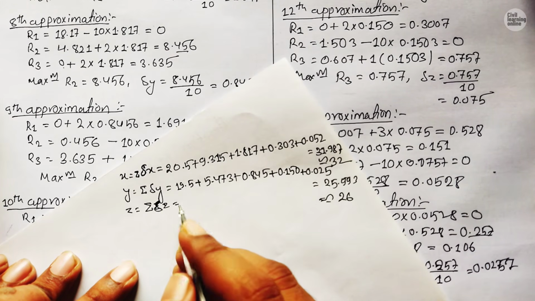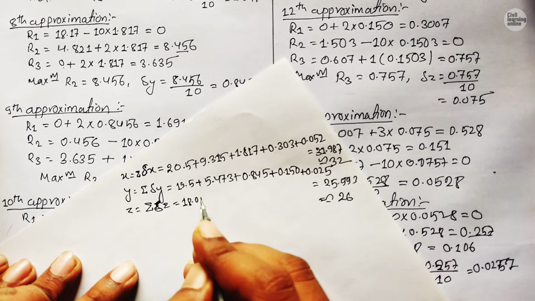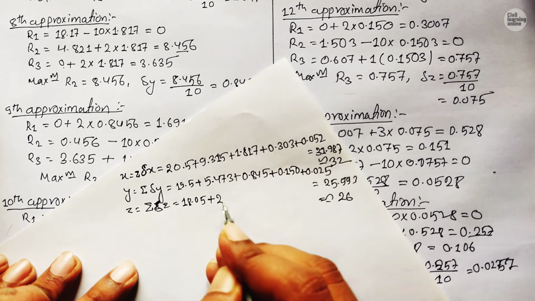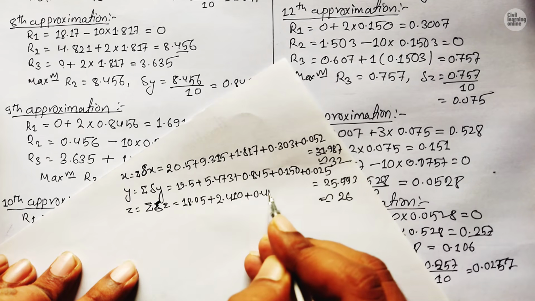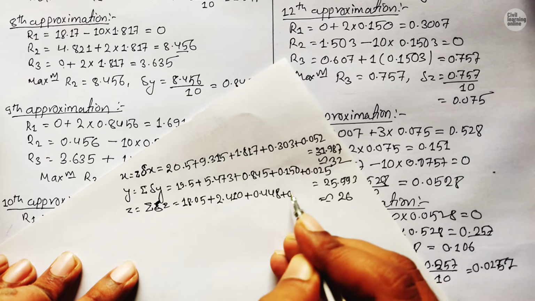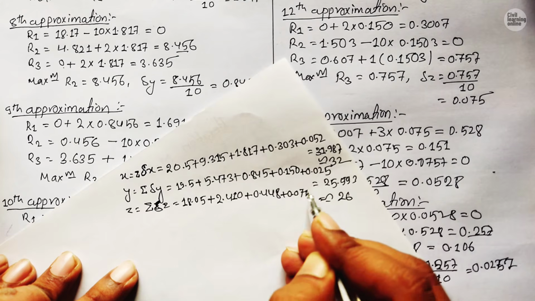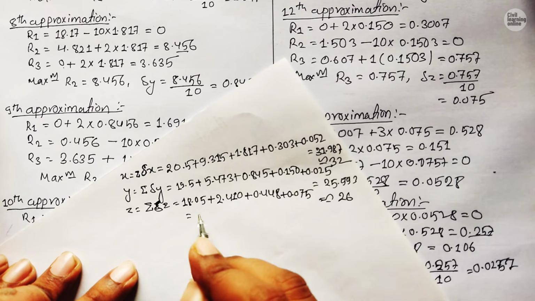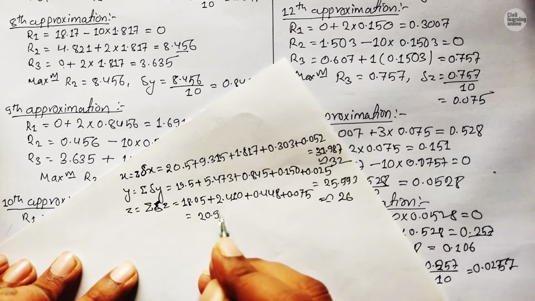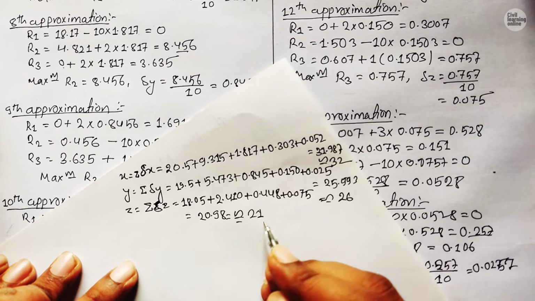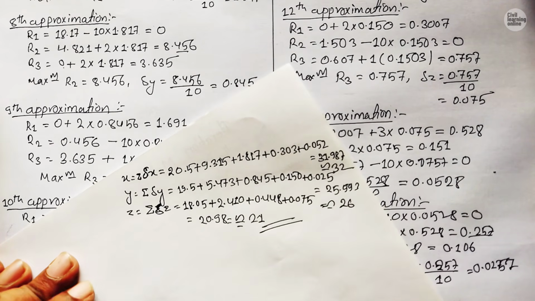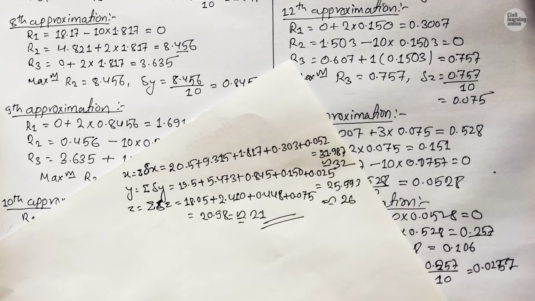Similarly, summation del Z means 18.05 plus 2.410 plus 0.448 plus 0.075. So on adding these we will get 20.98, which is approximately equal to 21. We have now got the value of x, y and z, and this is the end of this numerical.